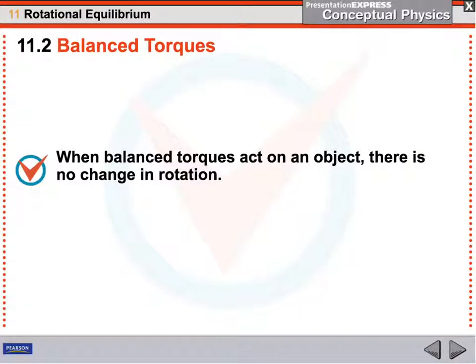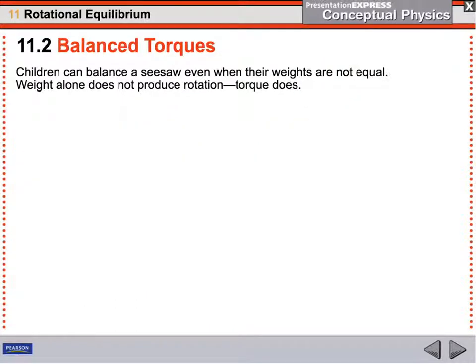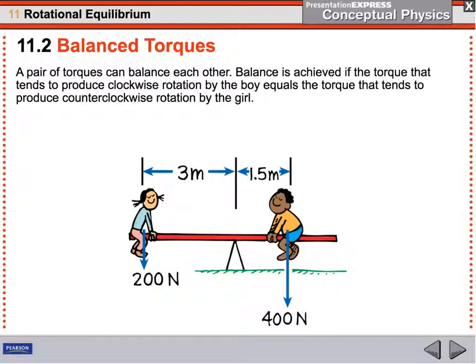When balanced torques act on an object, there is no change in rotation. So we're talking about balancing torques. Children can balance a seesaw even when their weights are not equal. Weight alone does not produce rotation. Torque does. A pair of torques can balance each other. Balance is achieved if the torque that tends to produce clockwise rotation by the boy equals the torque that tends to produce counterclockwise rotation by the girl.